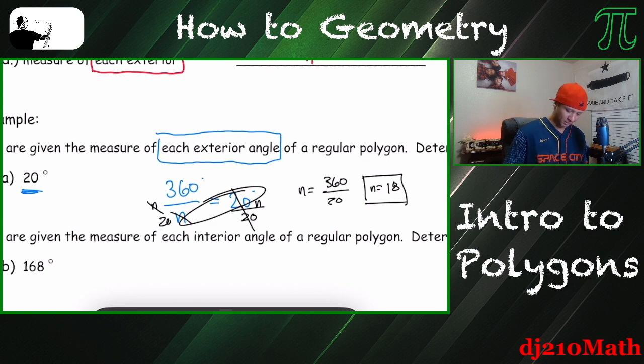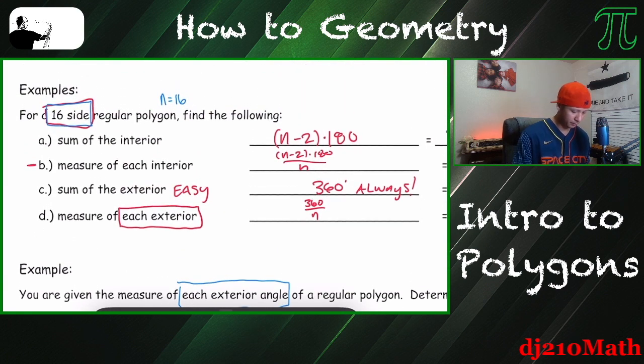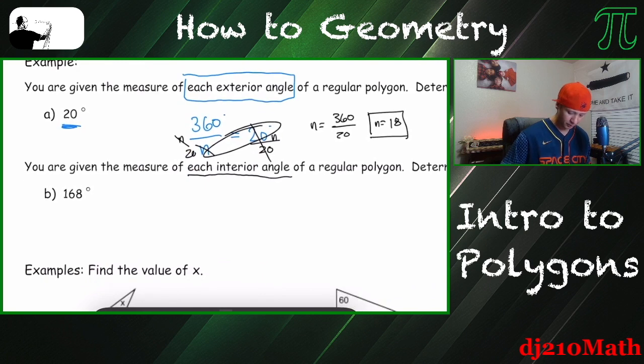Okay, let's look at the next one. So we're given the measure of each interior angle. If we look, each interior angle is n minus 2 times 180 divided by n. So n minus 2 times 180 divided by n. This is what they give us, right? 168 is equal to this.